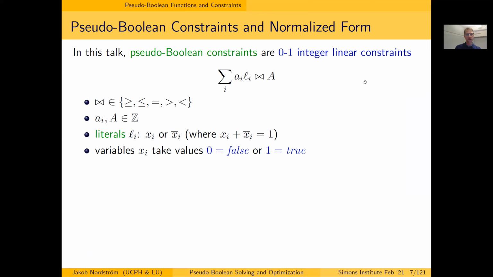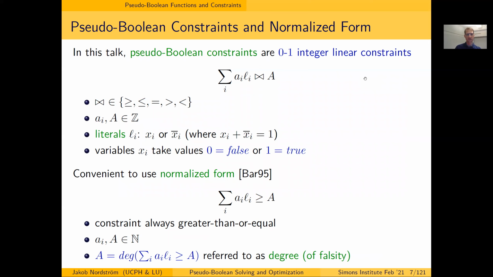In fact, we're going to, without loss of generality, use normalized form, where constraints are always written as greater than or equal constraints, and all coefficients are non-negative integers. And also the constant term on the right-hand side is a non-negative integer. And when a constraint is written in normalized form, this constant term is referred to as the degree of falsity, or just the degree of the constraint.